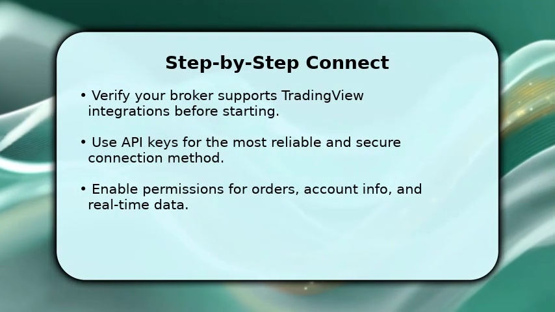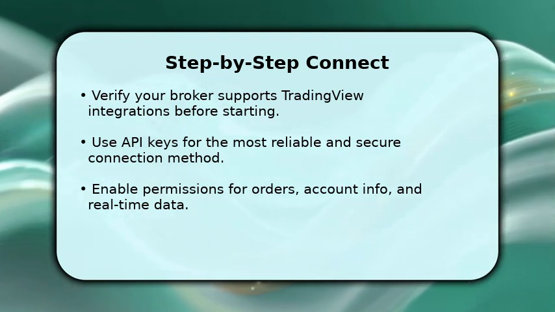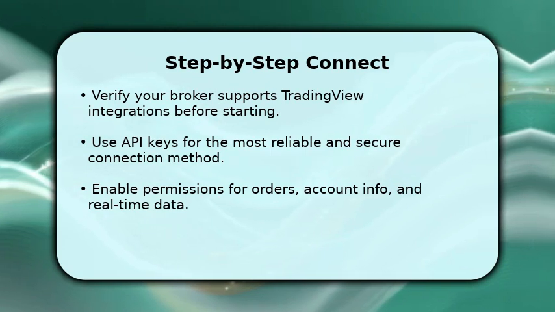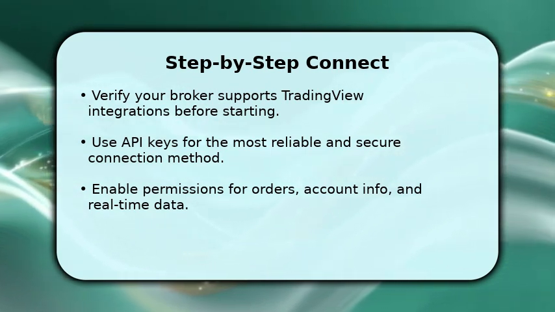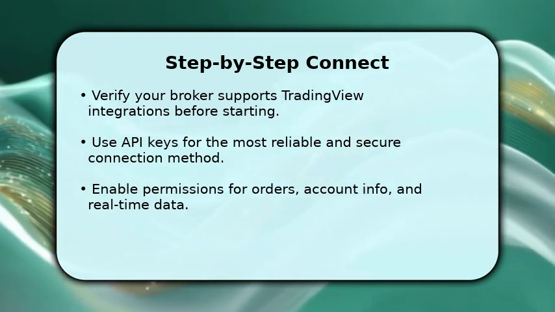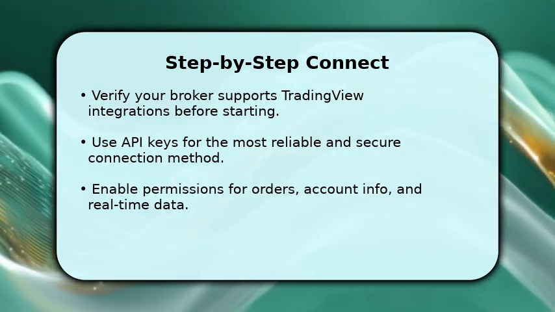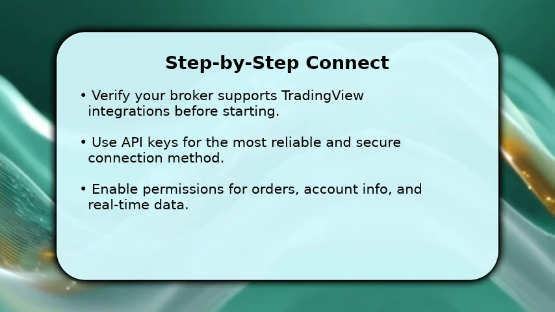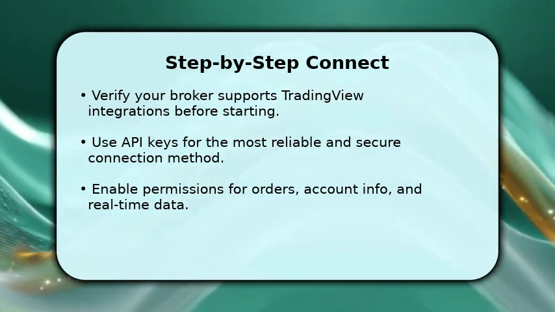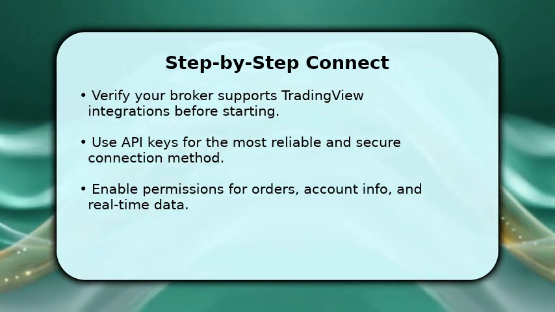To connect smoothly, first confirm your broker supports TradingView integrations and whether you need an API key. Open the trading panel, select the broker, and follow on-screen prompts to paste your API key or enter account credentials. Double-check permissions, set order types, and pick either live or paper trading mode. After connecting, test with a small paper trade to ensure orders route correctly and account balances display as expected.